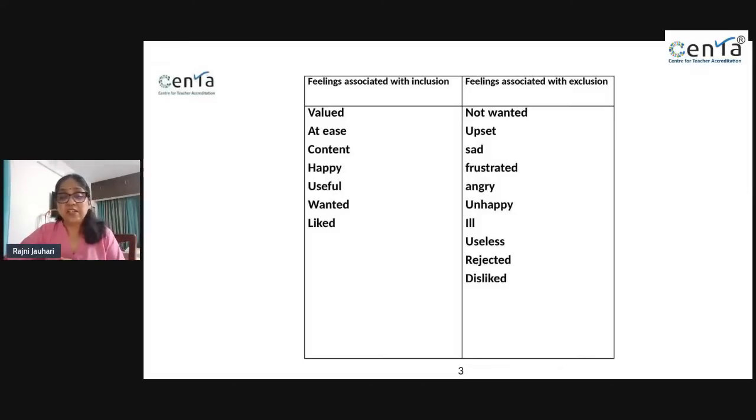See, we are still able to recall these emotions because we are still carrying those moments with us. And that's the impact exclusion has. So I'm sure we all don't want our students to grow with these feelings. We definitely want them to feel happy. Do you all agree to this? If yes, just a thumbs up maybe. Can we use icons over here?